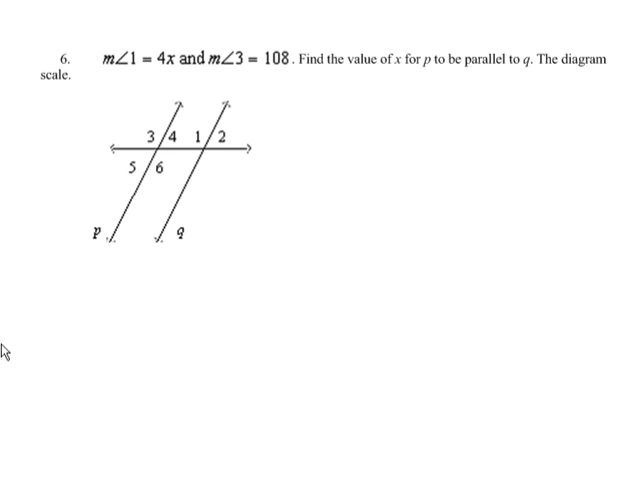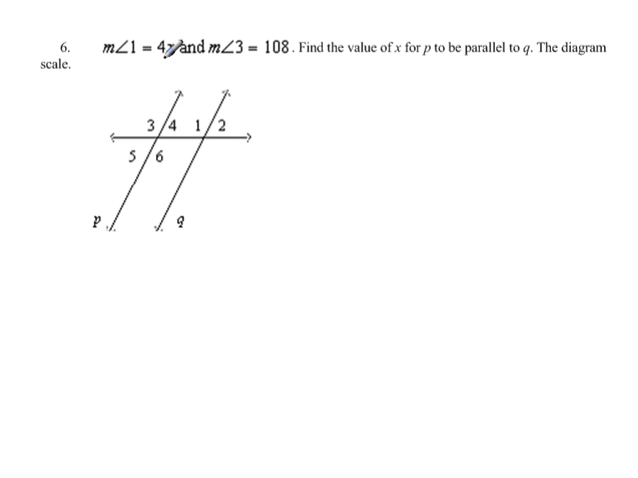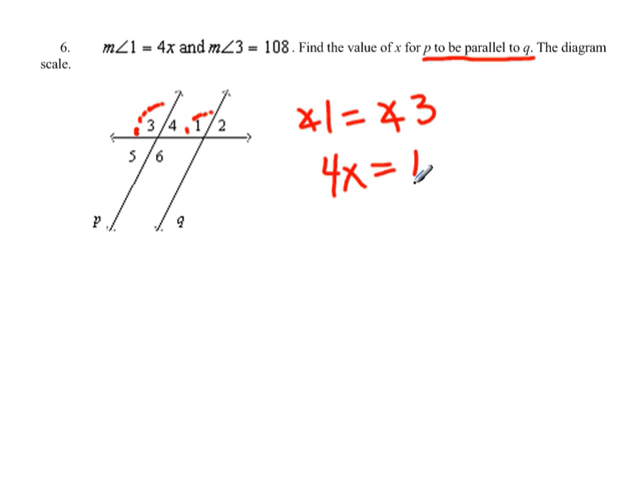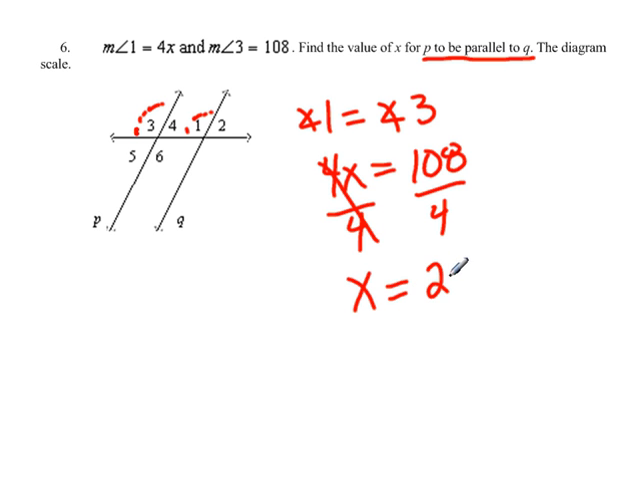And question number 6. It tells us the measure of angle 1, which is right here, and the measure of angle 3. We're given measures for those two. Find the value of x for P to be parallel to Q. If P was parallel to Q, then we would know that those 2 angles would be congruent. So treat it like they are congruent. Well, if angle 1 is equal to angle 3, then I know 4x would equal 108. So solving for x, we divide by 4. So x is equal to 27. And that is your startup for week number 6.